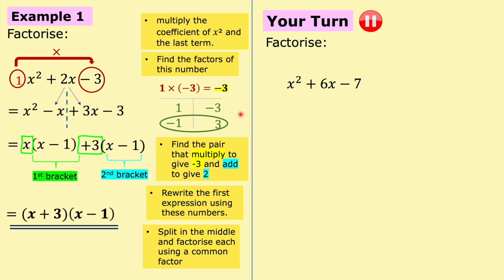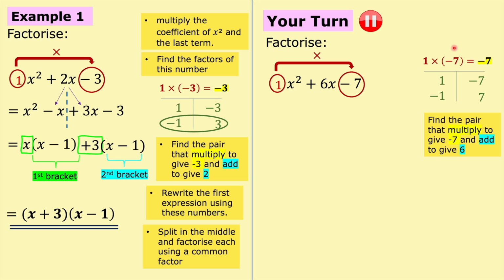Okay, let's go over the answer to this one. Our first step is to multiply the coefficient of x squared, which in this case is 1, with the last term, and we're including whatever sign is in front of the last term. So 1 times negative 7 will give us negative 7. Then we need to write down all the factors of negative 7. We've got 1 and negative 7 like we have here, but we've also got negative 1 and positive 7. Now we need to consider what pair of numbers multiply to give us negative 7 and then add together to give us positive 6.